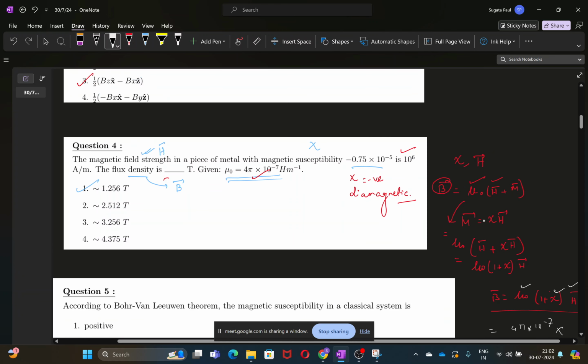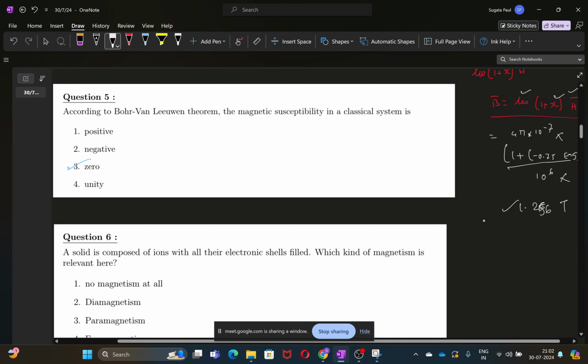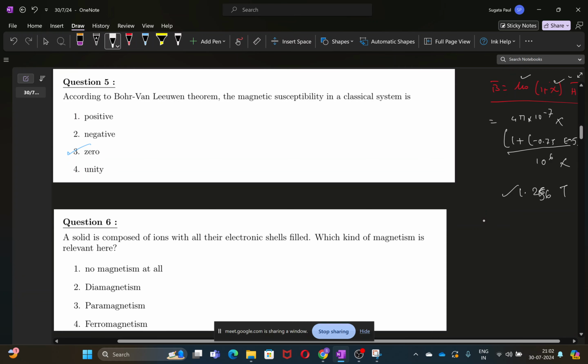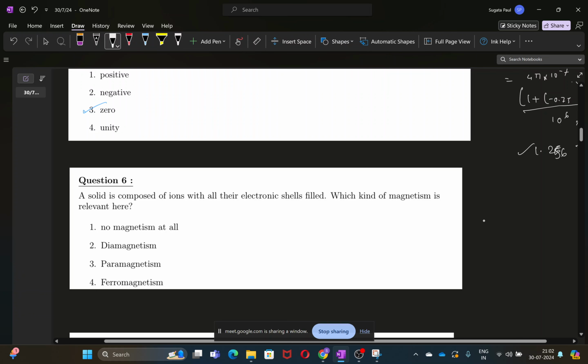Okay, so this question is also done. Now let us take question number 6. Now this is again a very conceptual question. It asks that a solid is composed of ions with all their electronic shells filled. Then which kind of magnetism is relevant here? So again read the question: there is a solid and the ions have all the electronic shells filled. That means there is no unpaired electron in any shell present. All the electrons are paired up.